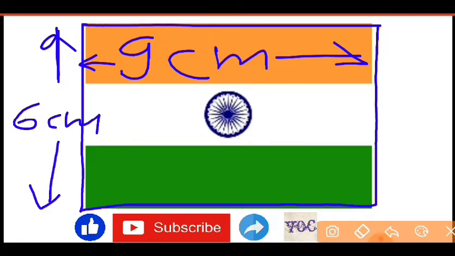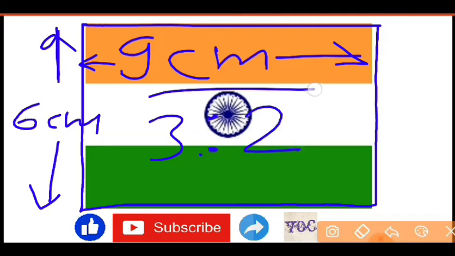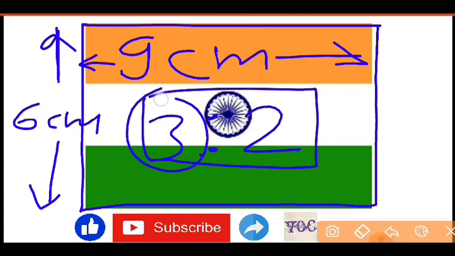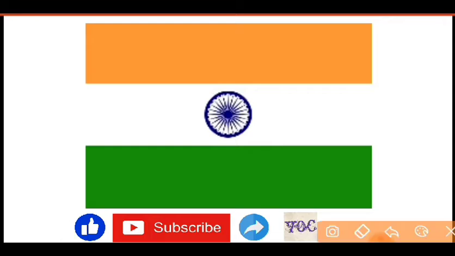Why is the length 9 and the width 6? Because the ratio of the Indian flag, our flag, is always 3 is to 2. It means the length will be 3 times and the width will be 2 times of the unit. So this time the length is 9 centimeter and the width is 6 centimeter. After you make the rectangle, you will divide it into 3 equal parts.